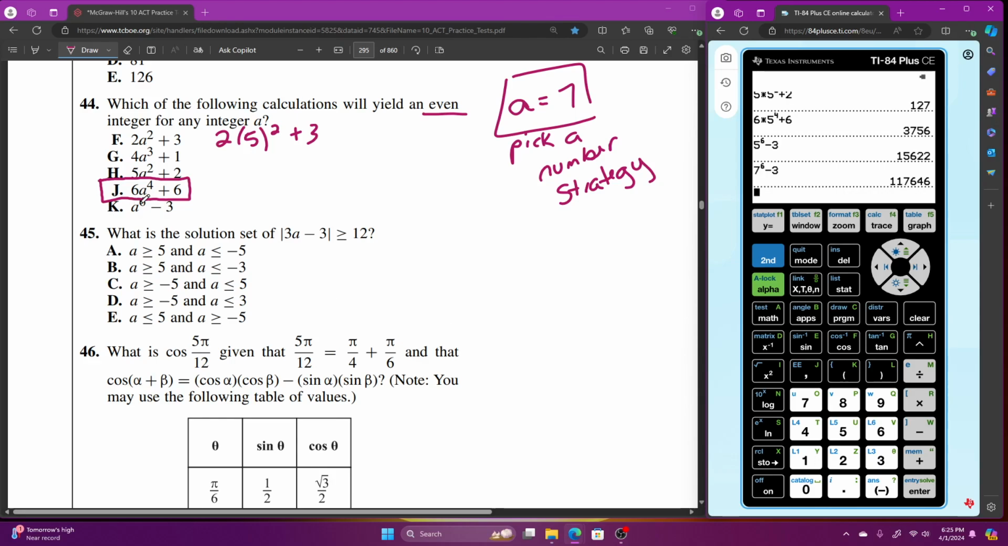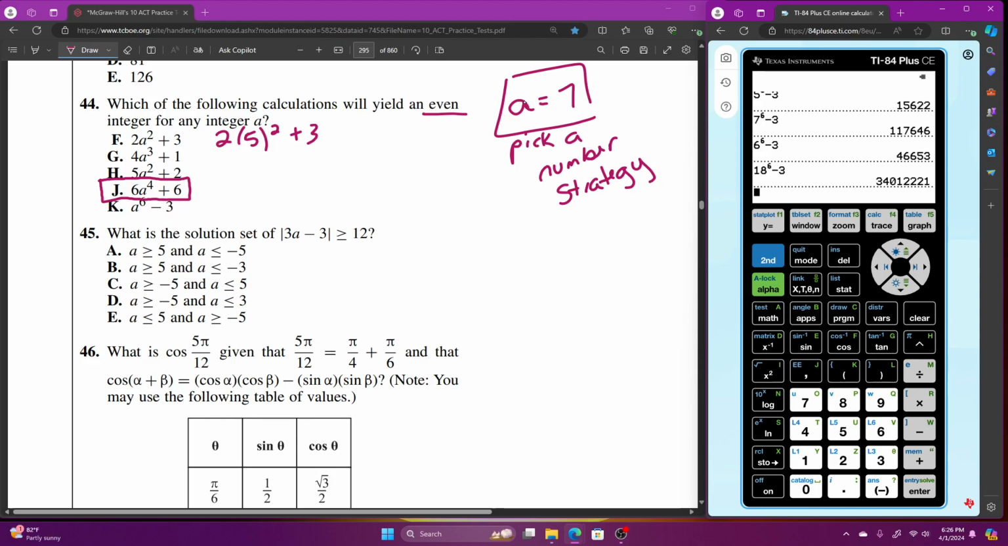What can we put for A to give us, for any integer? Oh, if we put an even one, 6 to the power of 6 minus 3, that'd be any even number there then. If it was 18 to the power of 6 minus 3, there we go. Any even number is giving us an odd number for the solution. So, okay, pick a number strategy.